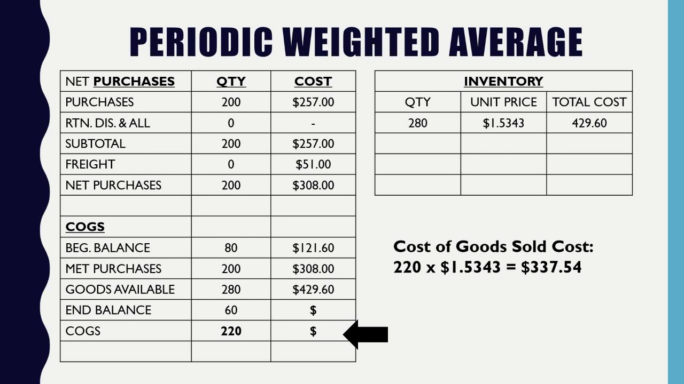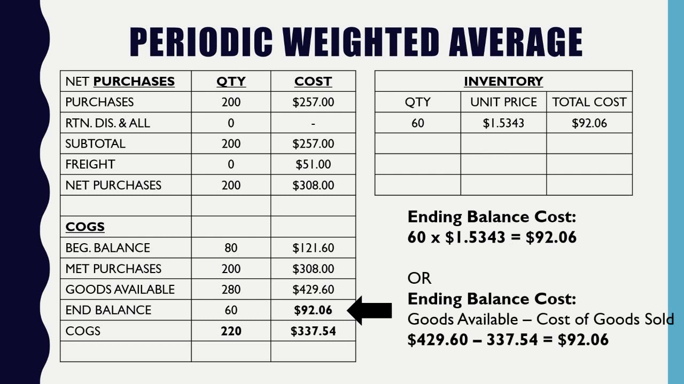We're going to keep it unrounded because if we round too early or too late, your numbers are not going to add up, and you may end up costing more than you should expect and losing out on profits. So now I need to solve for how much my cost of goods sold will be if I sold 220 units at $1.5343. That gives me a total of $337.54.